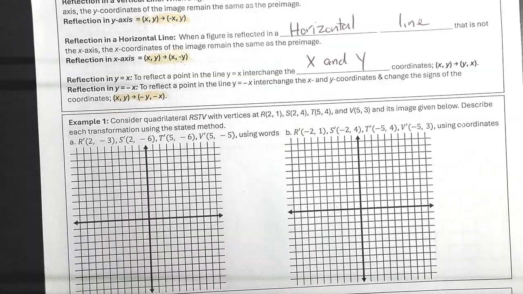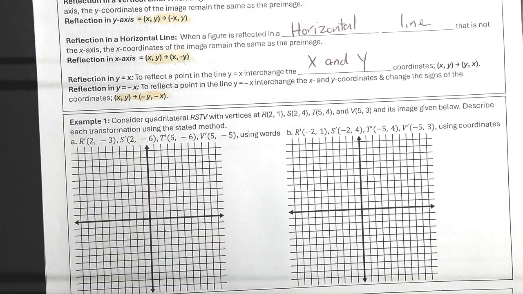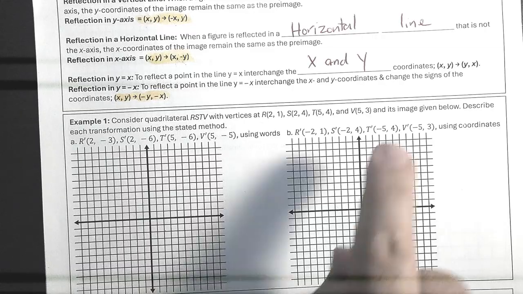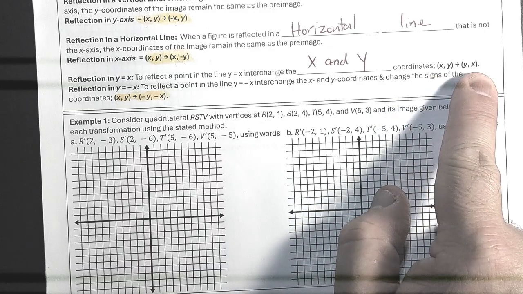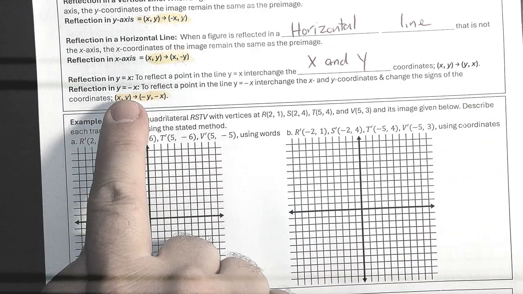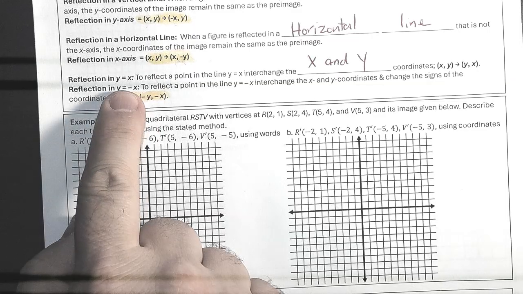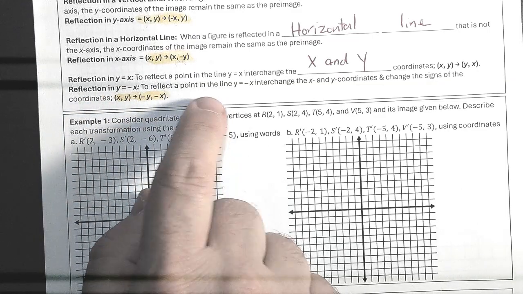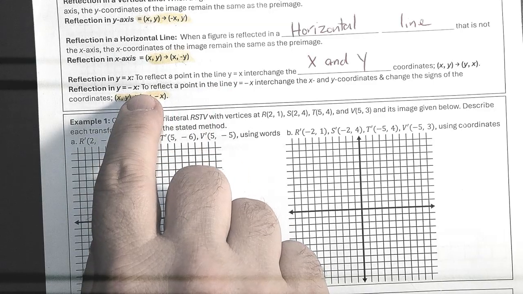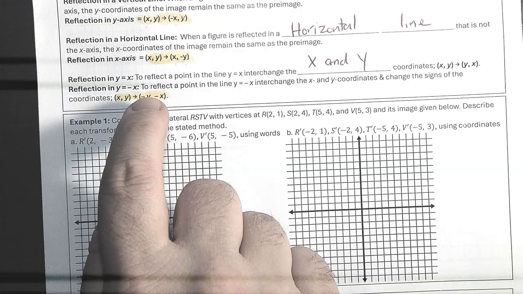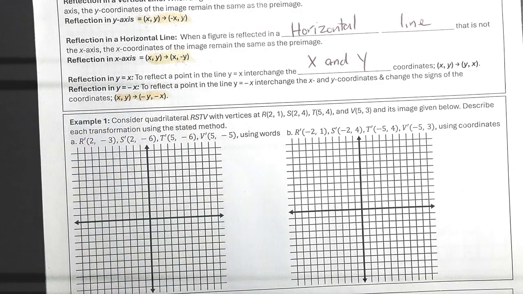So reflection in line y equals x. And here you're just going to exchange the x and y coordinates. So x comma y is going to be y comma x. If you want to go out the other line, the bottom right to top left, y equals -x line, we're going to change the signs and negate both of those. So x comma y becomes -y comma -x.